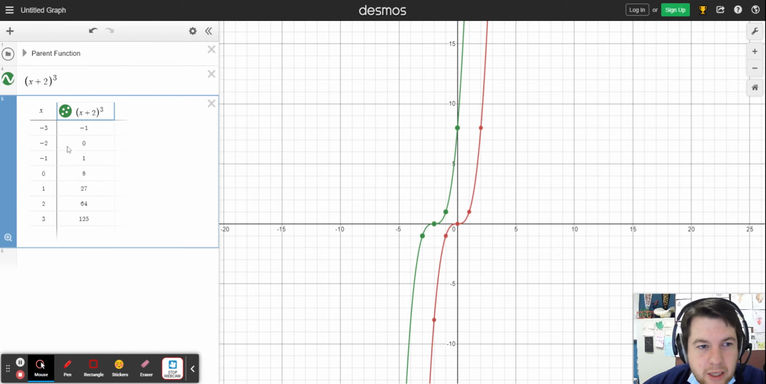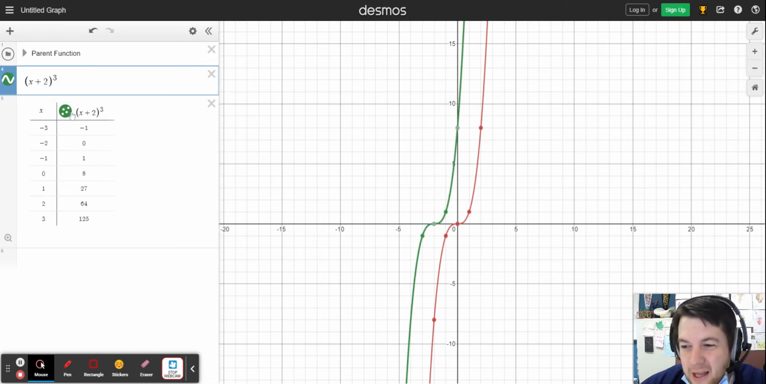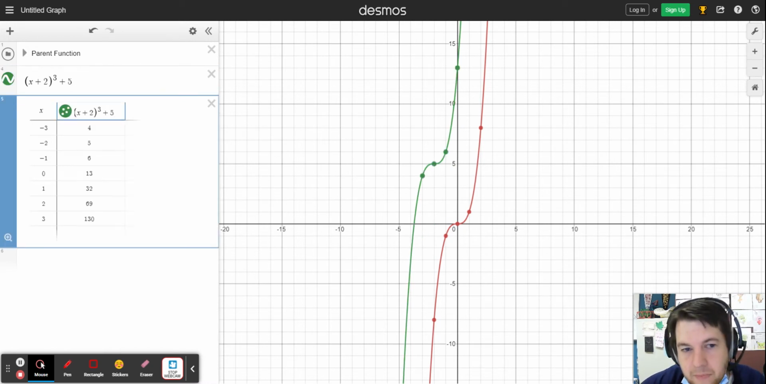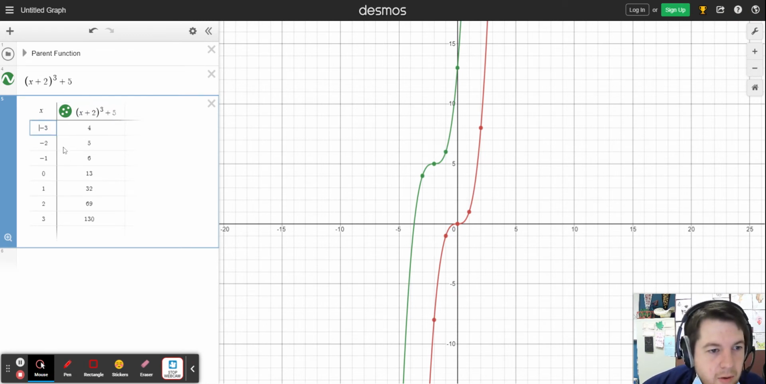And additionally, we can do these at the same time. So I can move it left or right and up and down all at the same time. So I could move this left 2, and I could also move it up 5 at the same time. And we can see here on the table that our vertex is visible at that point where there's a difference of 1 on either side. So 4, 5, 6, this is our vertex.